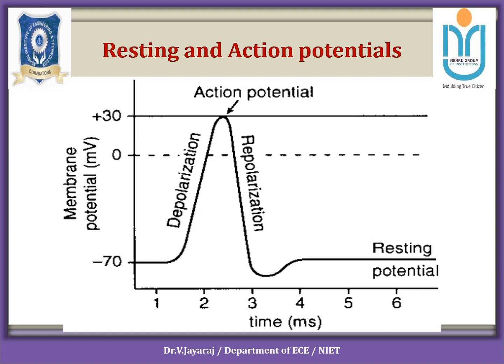Then after some time, the charges will move back to their original position. The potassium ions will move from outside the cell membrane to inside, and similarly the sodium ions will flow out of the cell membrane. This is called repolarization. So initially the cell is in a polarized state, then due to excitation depolarization occurs, then after some time the cell gets repolarized and comes back to its normal resting form, and if you read the potential, it will indicate minus 70 millivolts.